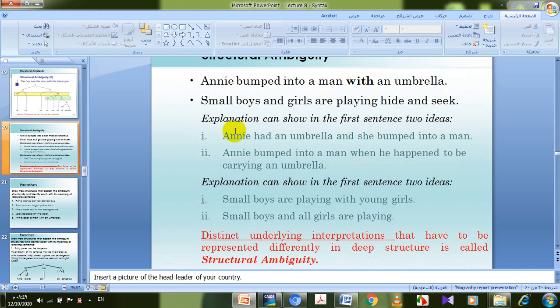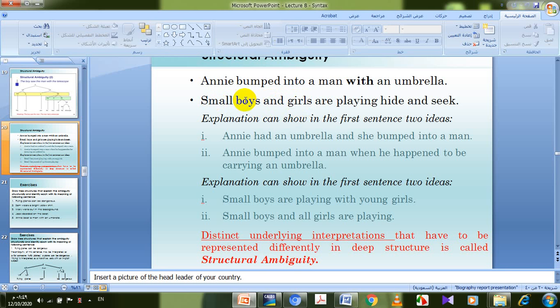Okay, another sentence. Small boys and girls are playing hide and seek. Small boys and girls, small here might mean small boys and small girls. In terms of girls, when we talk about girls, we can say young girls.